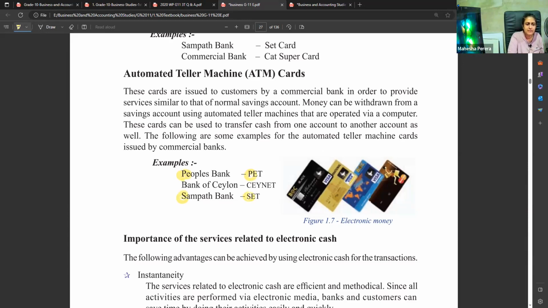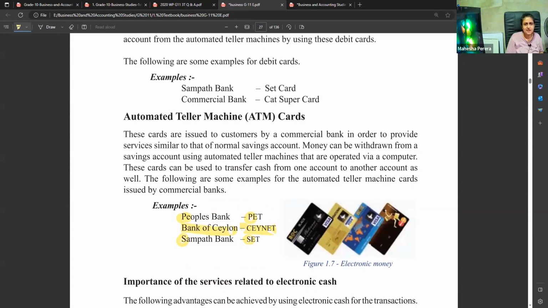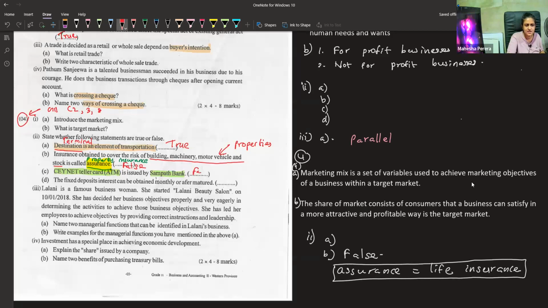Then it is Bank of Ceylon that has Saynet. Then that statement is wrong. Wrong. The previous one is false. This one is false. Right.